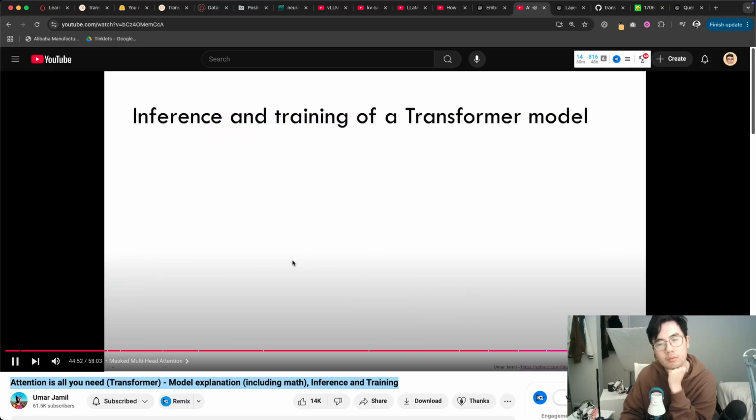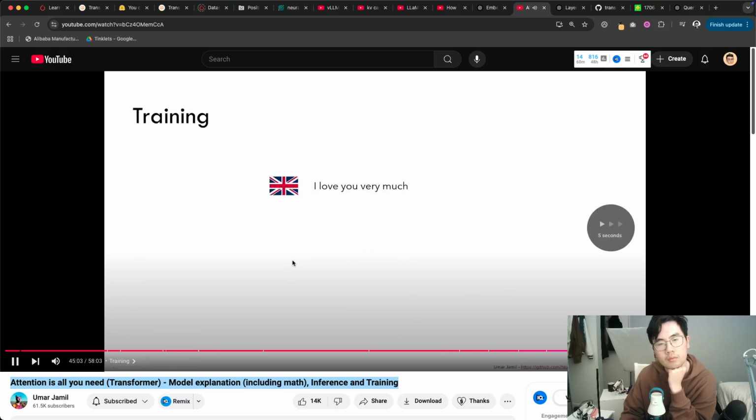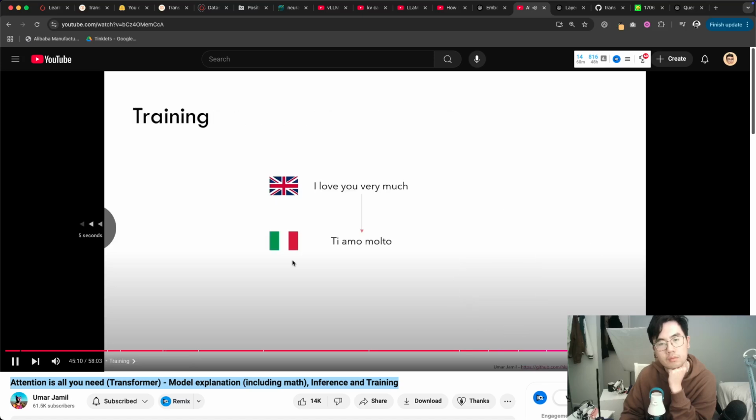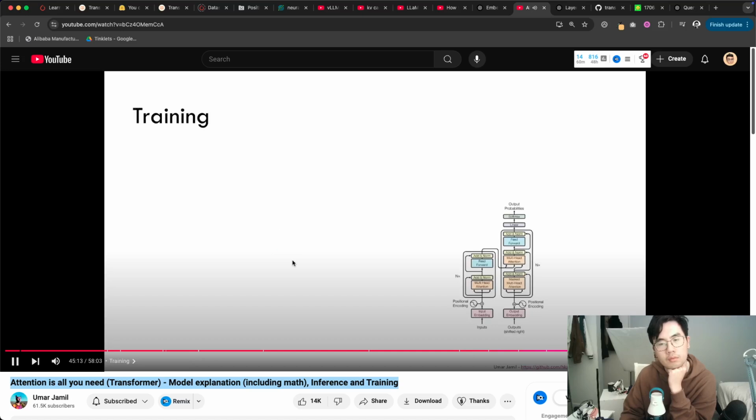Now we will be dealing with a translation task, so it's easy to visualize. I love you very much. It's easy to understand all the steps. Let's start with the easy model description. Let's go. We start with the description of how these two tokens are taken from the vocabulary.